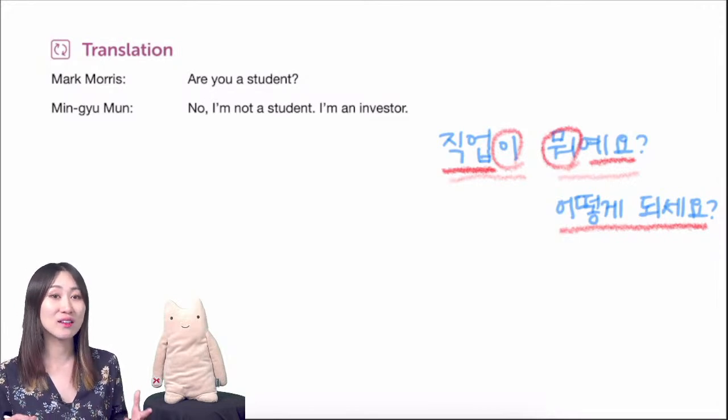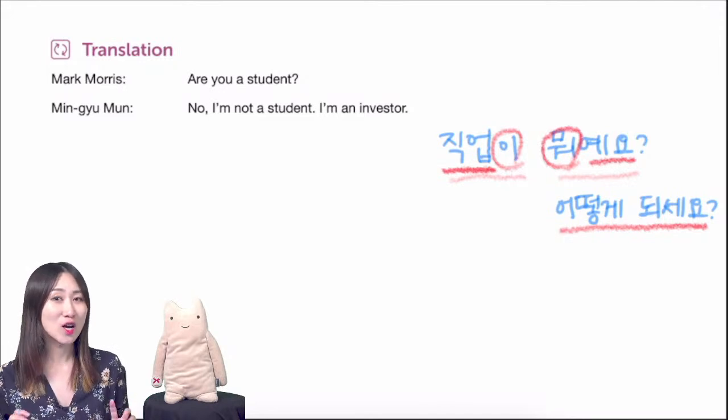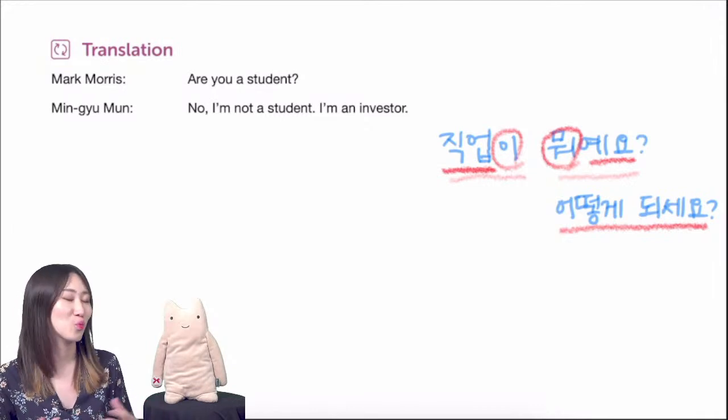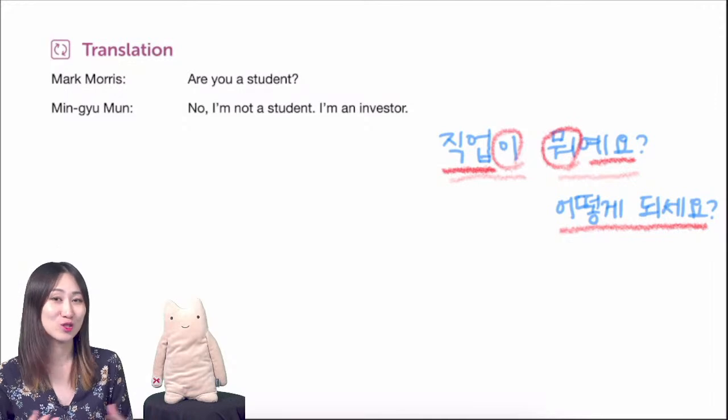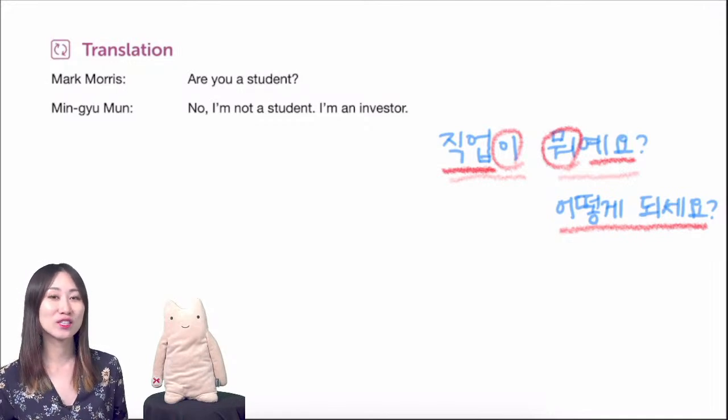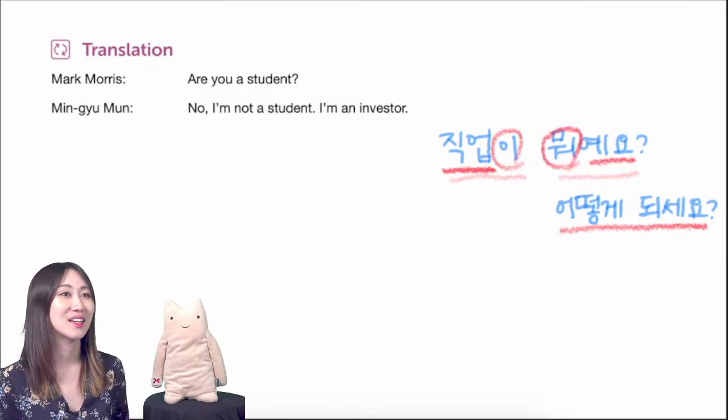So 어떻게 literally means how. 되세요 means become. So how's your job become? How does your job become is the literal translation, but in natural English, it just means what is your job. And 어떻게 되세요 is definitely much better than 뭐예요 because it's a little bit more indirect. So 어떻게 되세요 sounds a little bit more polite.